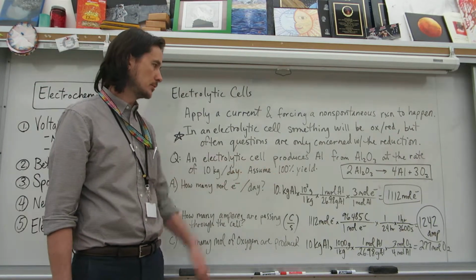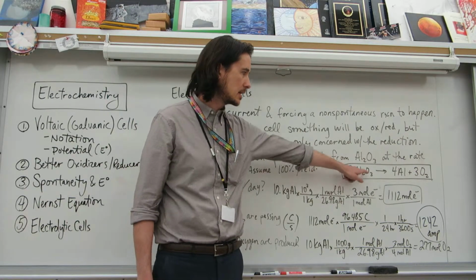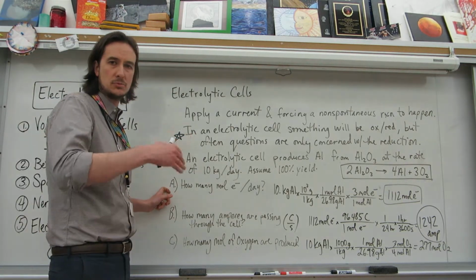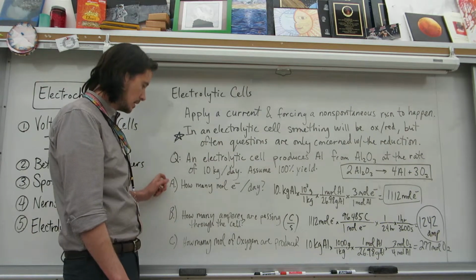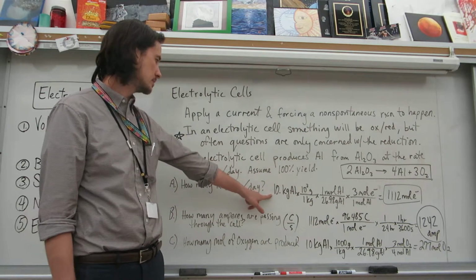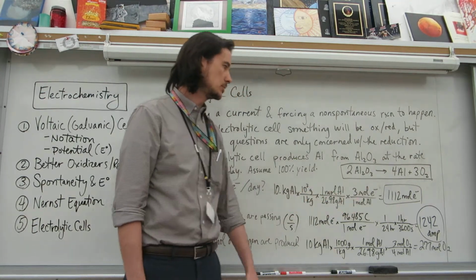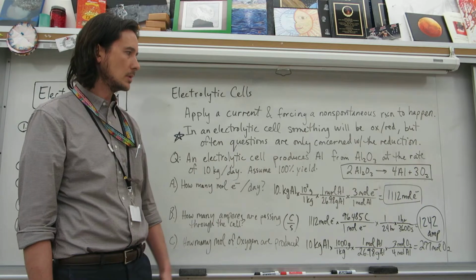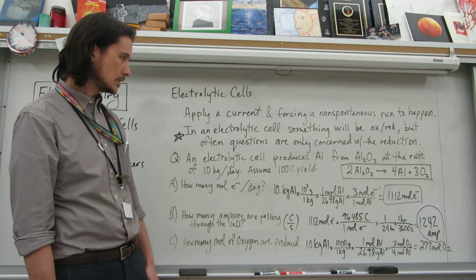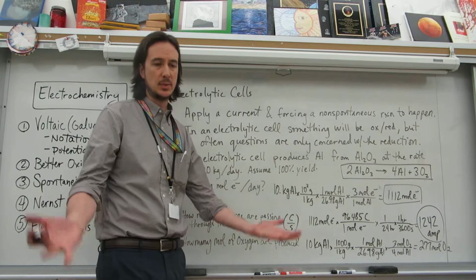So assume 100% yield. Here's a balanced equation for the reaction. We've got aluminum oxide yielding aluminum and oxygen gas. Question A, it might not always be broken apart like this, right? But question A is how many moles of electrons per day, and if it's 10 kilograms of aluminum that gets produced, then convert to grams, convert to moles, 3 moles of electrons per mole of aluminum that gets reduced. So we got 1,112. Probably should only have 2 sig figs, but I'm leaving it.